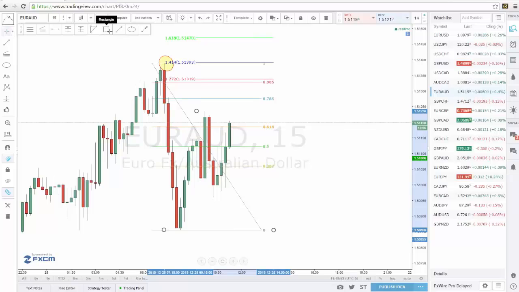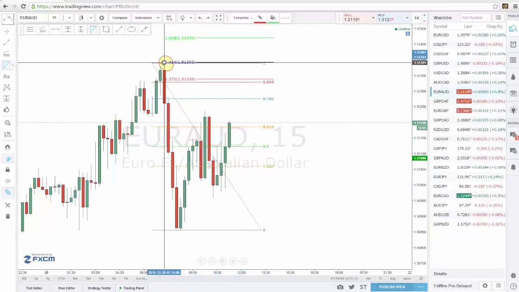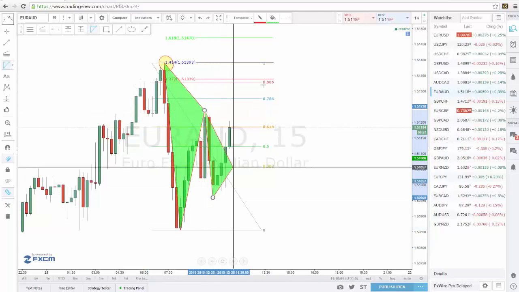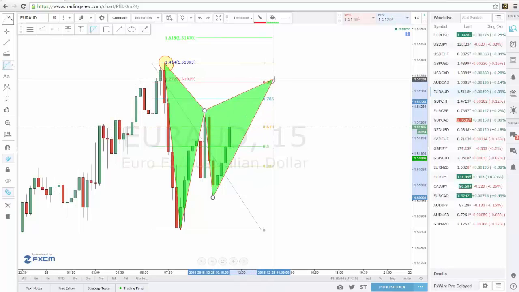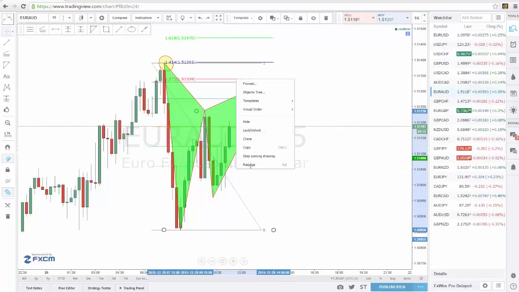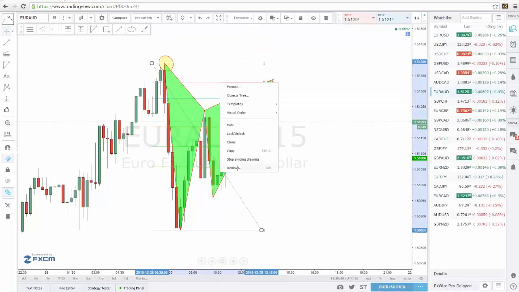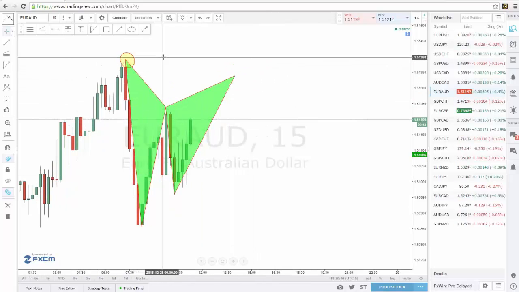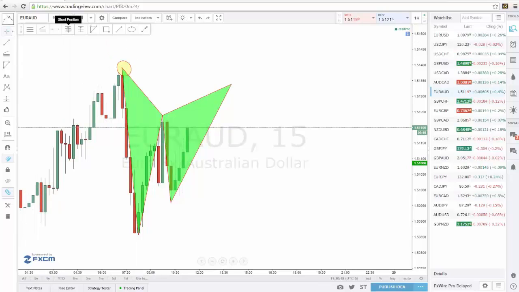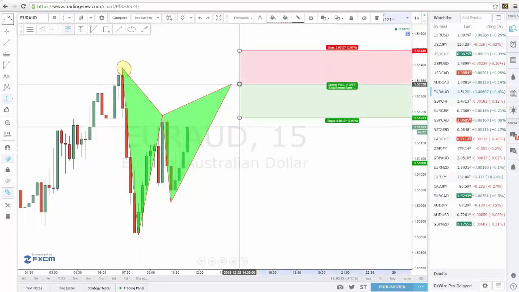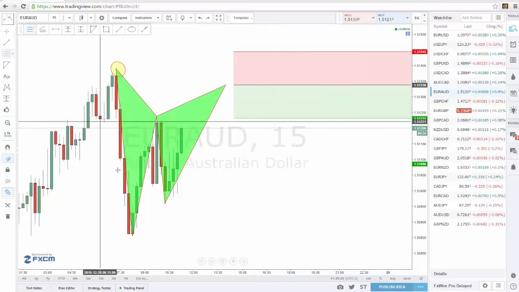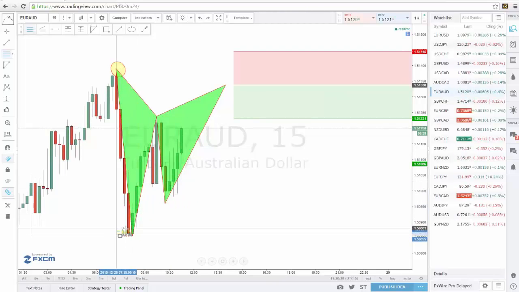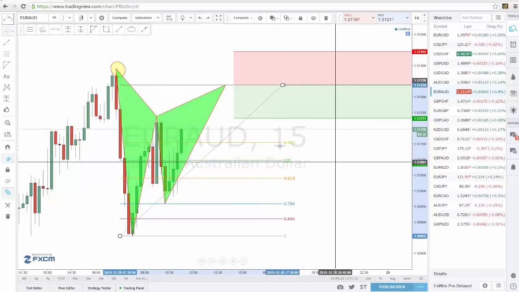So now we will draw it in with our triangle tool. X to A to B, B to C, CD completion at our 127 right up there. And we can remove these fibs to make it a little more clear. And now that we know where our entry is going to be, we go ahead and measure out for our stops and targets. Take the little short position tool, and for targets on the Gartley, I use a 382 retracement from A up to D.